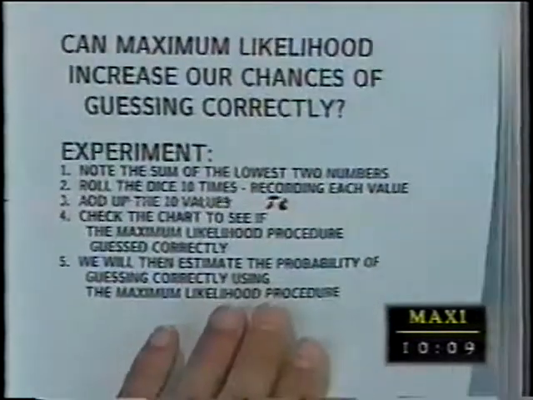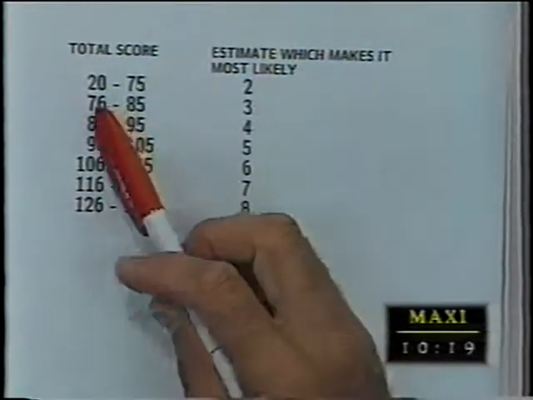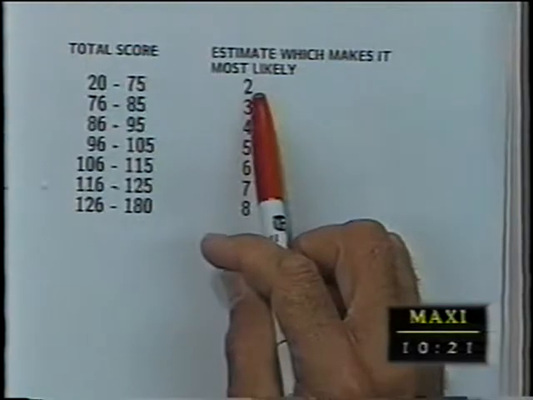And here's the chart. Now, it doesn't mean a whole lot to people who don't do the experiment, but this is the chart that people who do the experiment get to see. If they roll 20 to 75, dice 2.